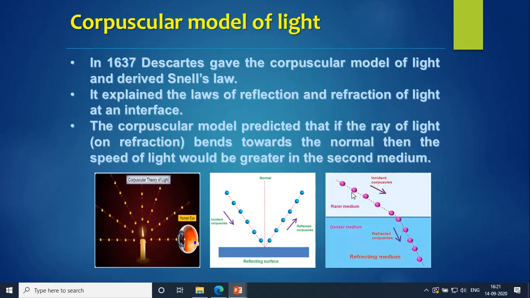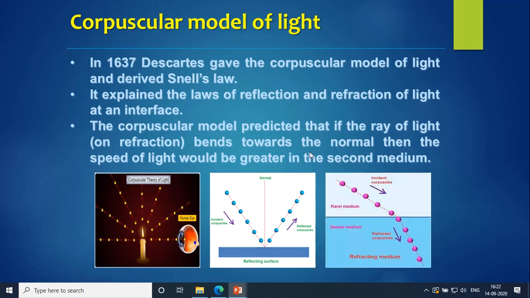When light is in the form of these corpuscles, whenever it is entering from a rarer medium into the denser medium, the direction of corpuscles changes in the denser medium. According to this corpuscular model of light, whenever the direction of corpuscles in the denser medium bends towards the normal, then speed increases. This is a prediction made in the corpuscular model.